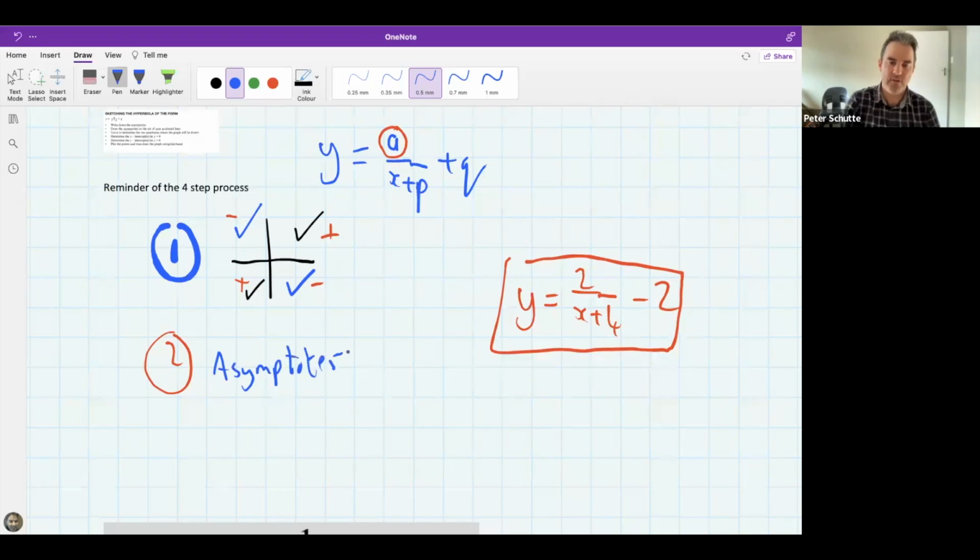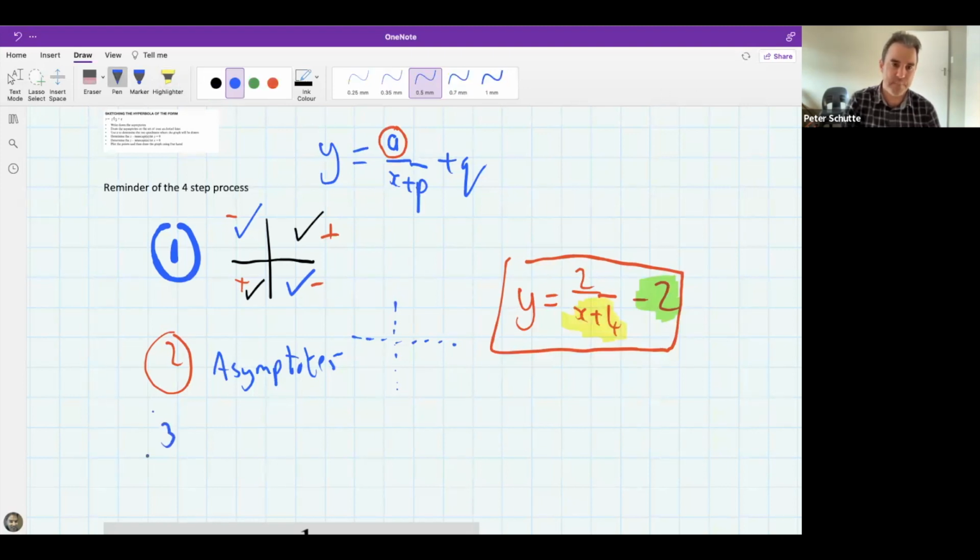The asymptotes are kind of like the dotted lines. There's a vertical asymptote and a horizontal asymptote. And the way we get those asymptotes is by looking at this number over here. So that will be an asymptote: y equals minus 2. And then the other asymptote comes from making sure this denominator over here is 0. So x equals minus 4 would be the other asymptote in this example.